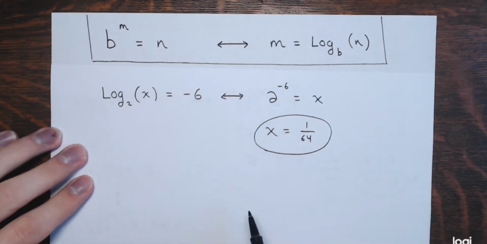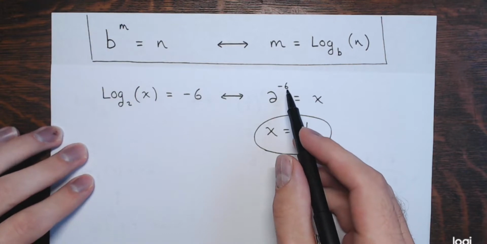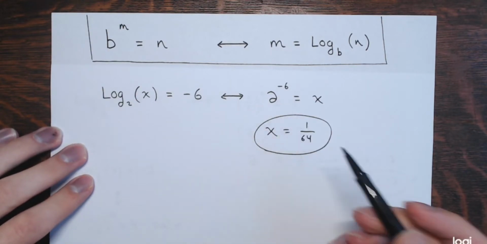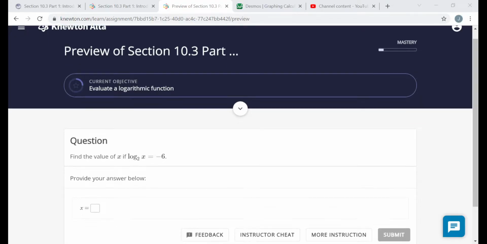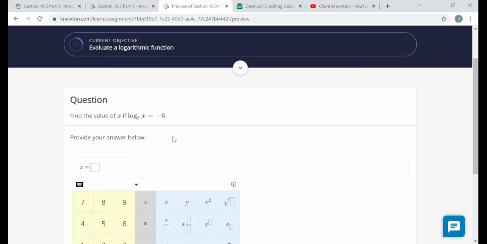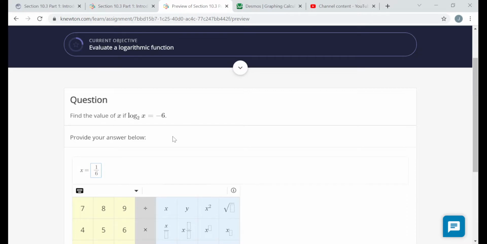Right? Because 2 to the 6th power is 64. 2 to the -6th power would be the reciprocal of that, right? 1/64. And that's what I'll enter. X equals 1/64.